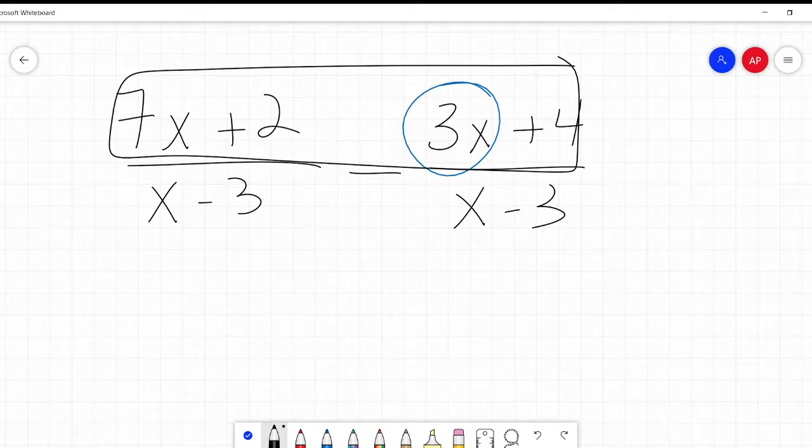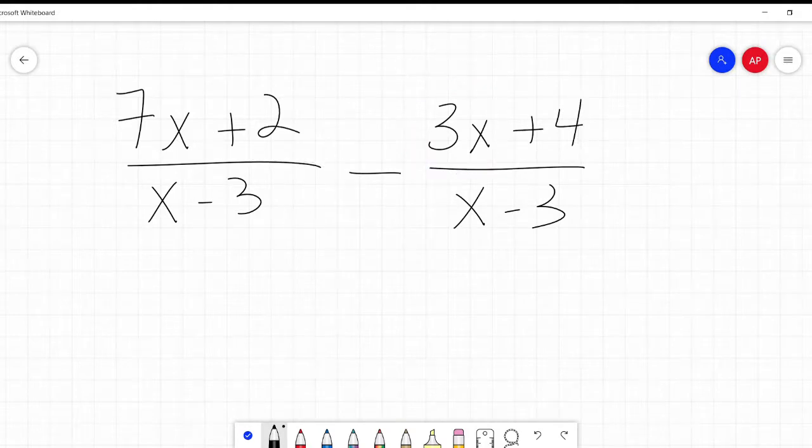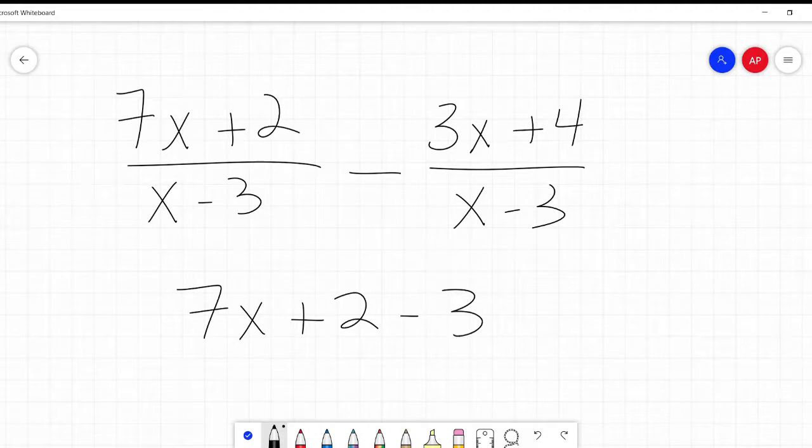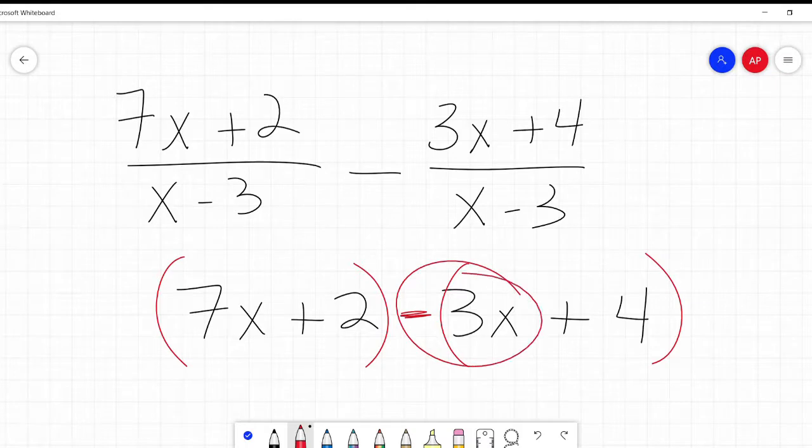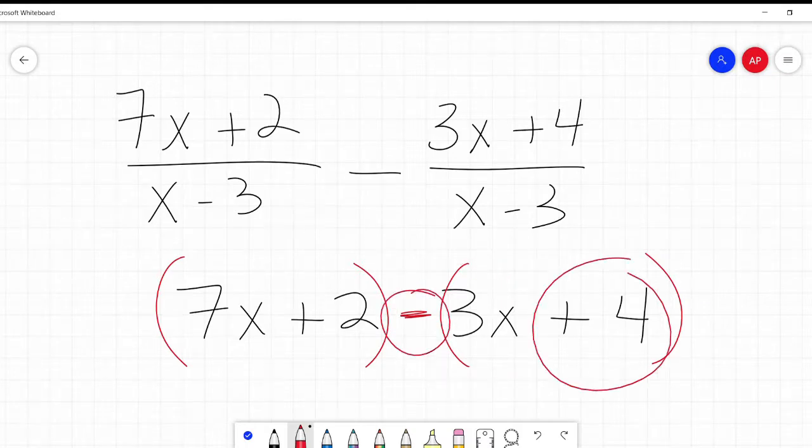This set of numerators on top, if I wanted to rewrite this, it is not the same as 7x plus 2 minus 3x plus 4. It's the same as 7x plus 2 minus 3x plus 4. That is really a crucial difference, because that minus is not just minus 3x, it's minus 3x and minus a positive 4. So be really careful with those.